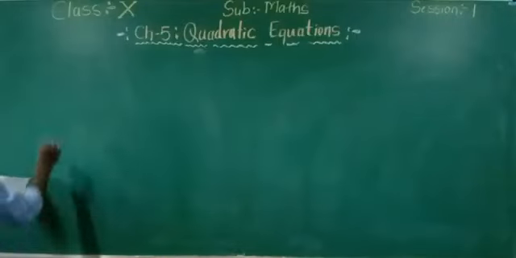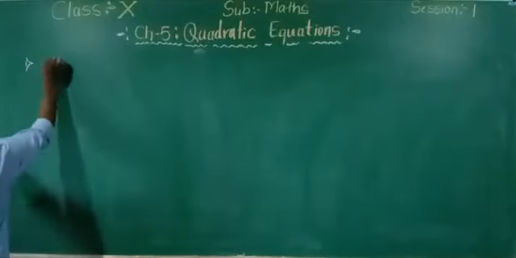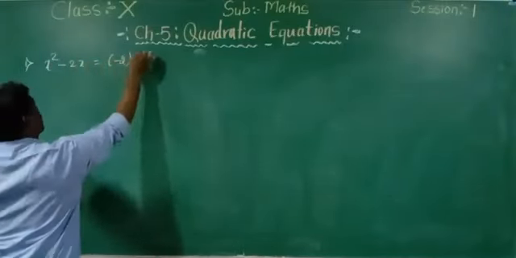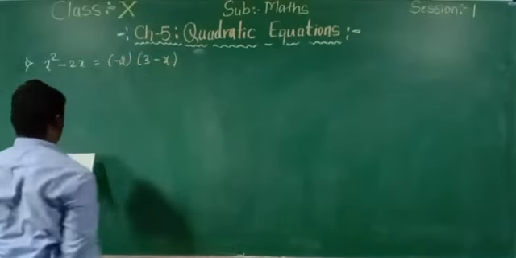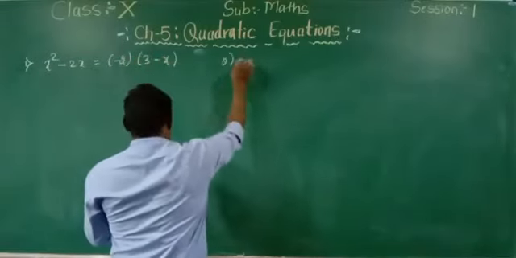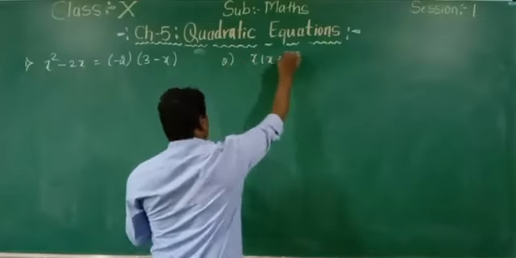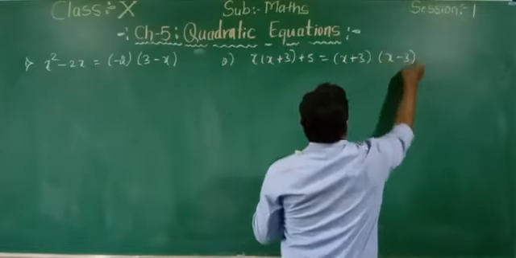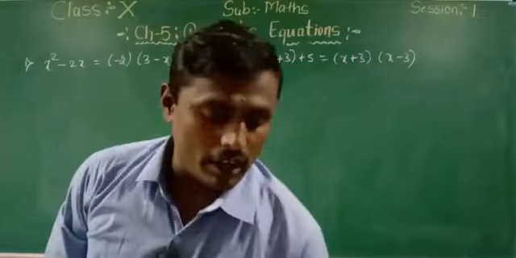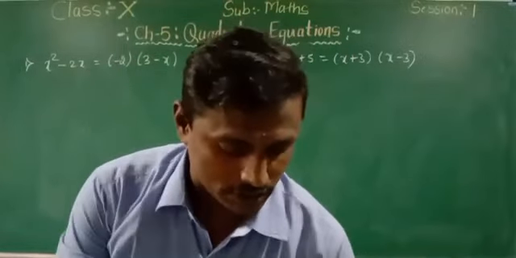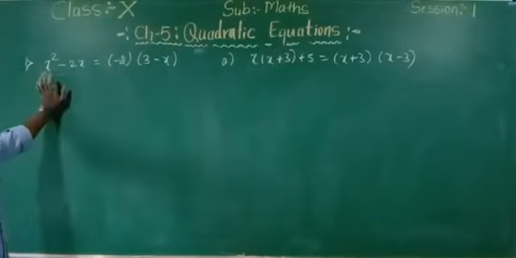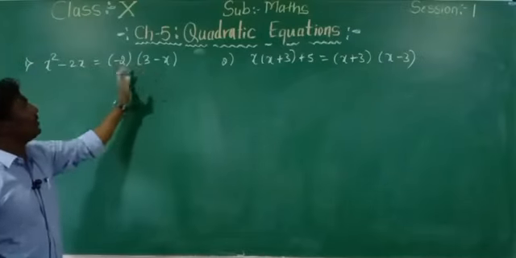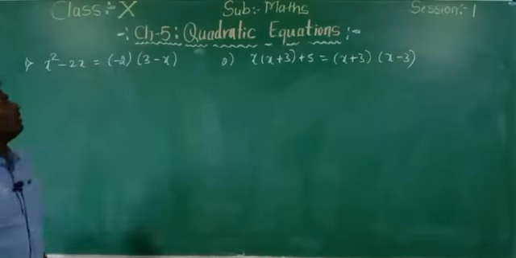Okay, now I will take some examples. The first one is x square minus 2x is equal to minus 2 into 3 minus x. And the second one, x into x plus 3 plus 5 is equal to x plus 3 into x minus 3. Just check whether the following equations are quadratic equations or not. First one, x square minus 2x is equal to minus 2 into x minus 3 minus x.